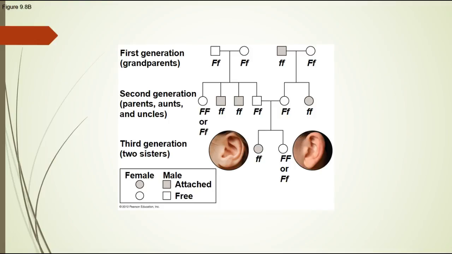This one happens to be for earlobes. Remember we said that the attached earlobe is recessive and the dominant earlobe is free. When we look at the two sisters here at the bottom of the diagram, this one has attached earlobes, which is the recessive condition, and this one has free earlobes, which is the dominant condition. They came from two parents who both had free earlobes, but apparently both parents were heterozygous. And if we look back to the grandparents, the father's parents here were both heterozygous. The mother's parents, the father had attached earlobes and the mother had free earlobes but was heterozygous.